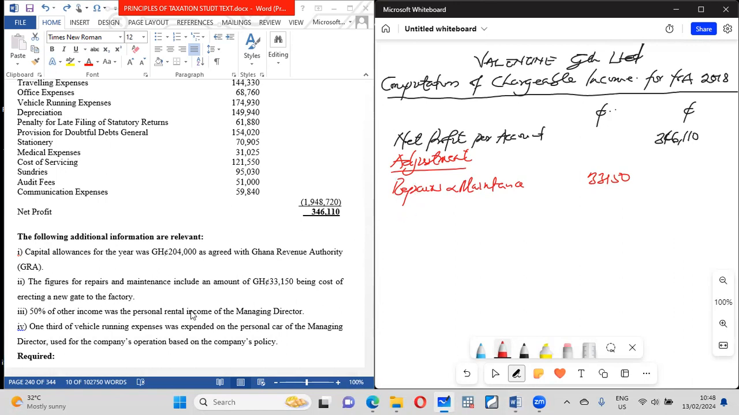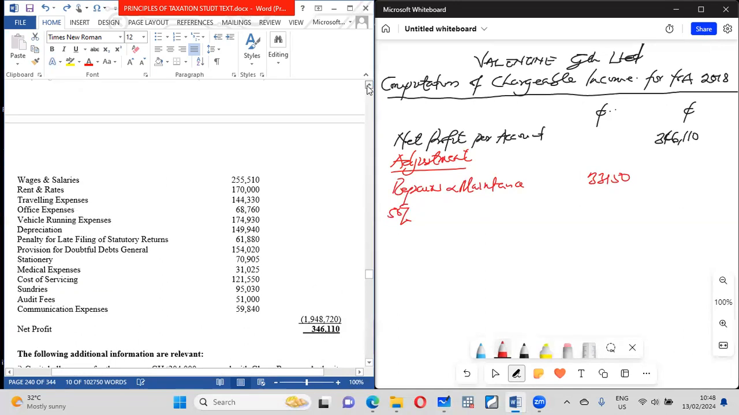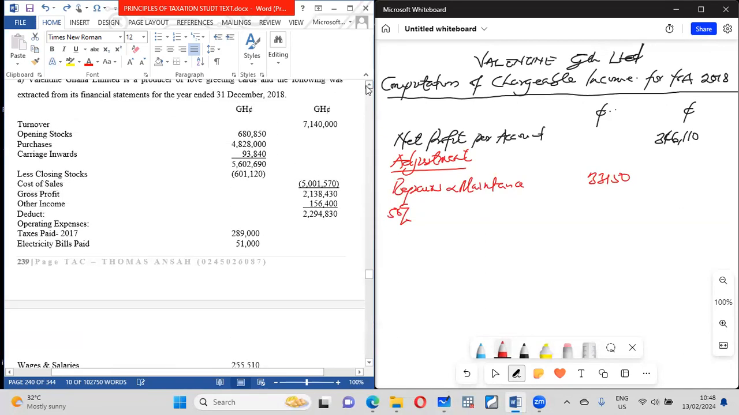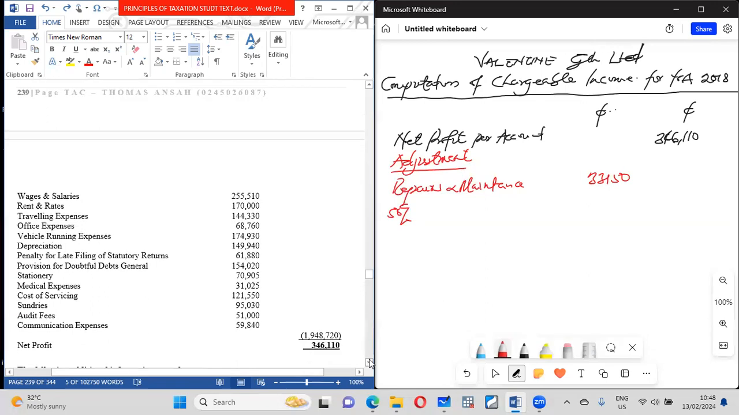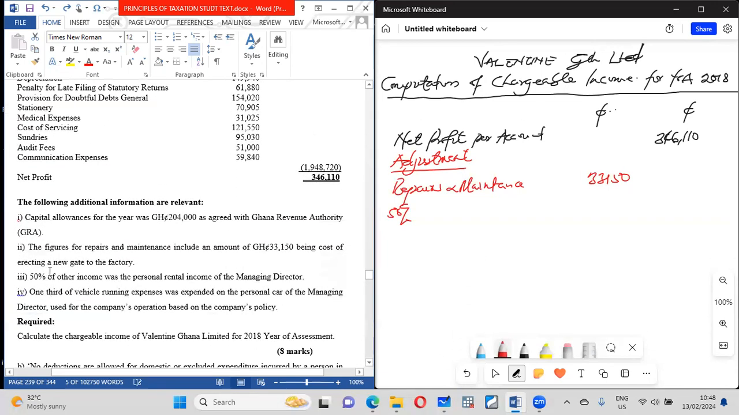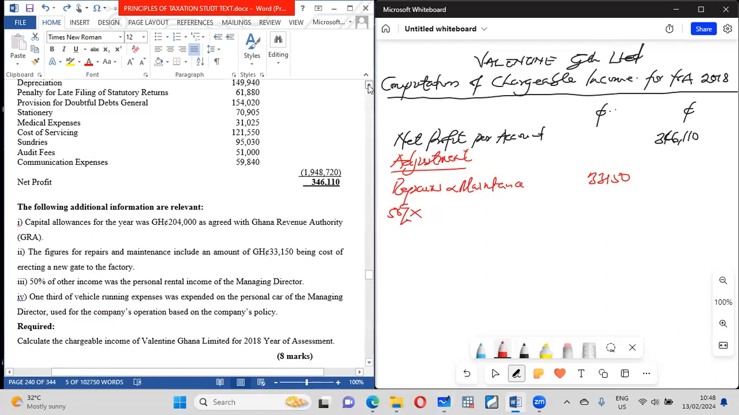We are also told that 50% of the rental income. What is the rental income? Oh, it's 50% of the other income, right? That is it. Percent of other income was. So what is the other income? We have to add that one back.